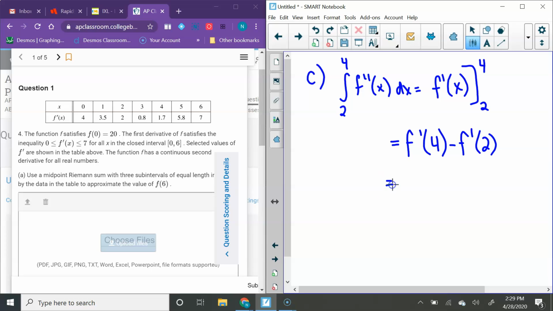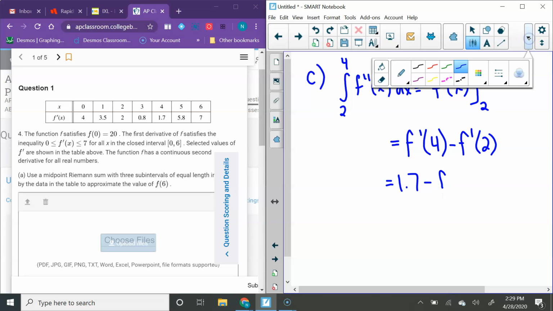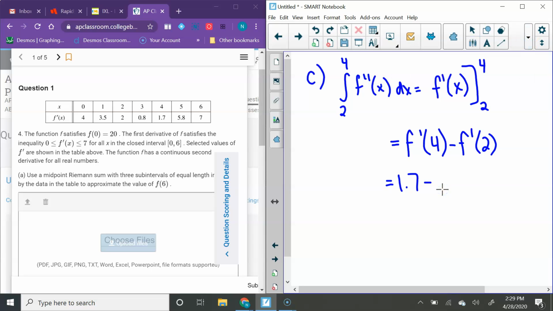So that would give us 1.7 minus the f prime of 2, which is 2. So we get that the integral from 2 to 4 of f double prime of x dx is going to equal negative 0.3 for that.